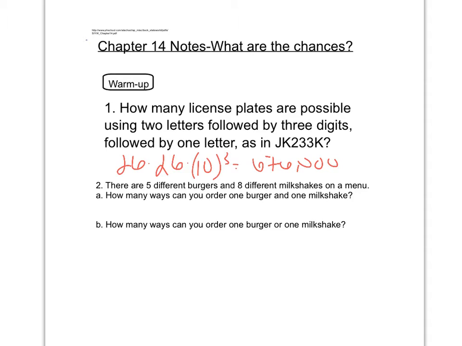Then it says there are 5 different burgers and 8 different milkshakes on a menu. How many ways can you order 1 burger and 1 milkshake? Order does not matter here, so this is going to be a combination. So you have 5 choose 1.